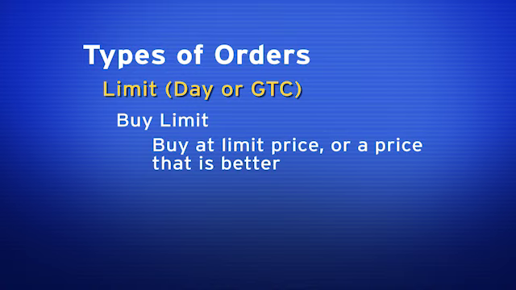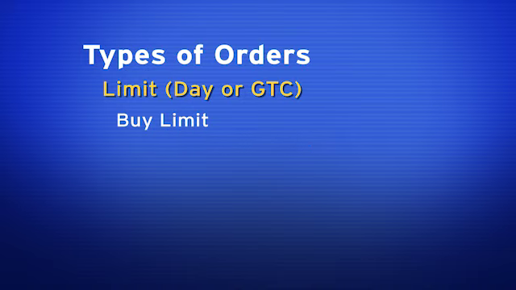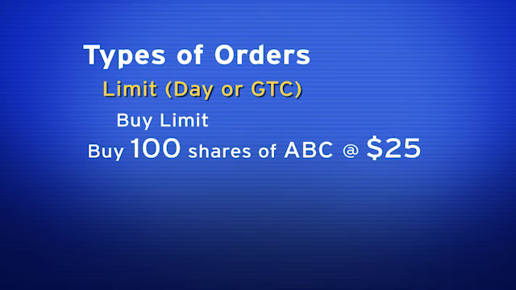Now, if I'm buying, what would be better than my limit price? Some price lower than that. So the limit price is the upper price, the top price. So my order will be filled at my limit price or better. And if I'm buying, what would be better would be a lower price. The order is placed below the market. So we're going to enter an order to buy 100 shares of ABC at 25.